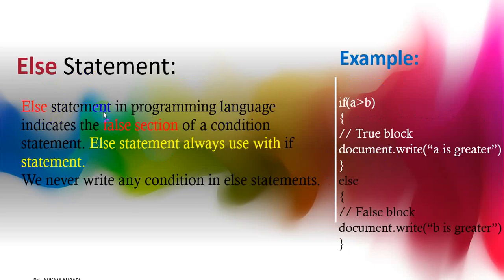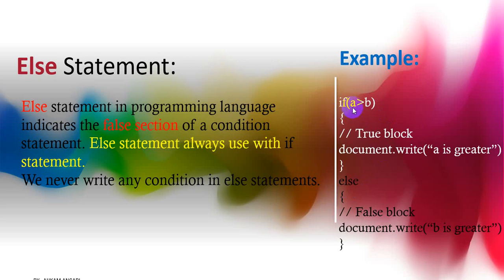What is the else statement? Just read down. The else statement in a programming language, and I am talking about all programming languages, because if and else are decision making statements supported by almost all programming languages, indicates the false section of a conditional statement. False section means, if you switch to this example, we have two things: one section I have given as the if section, and the second section as the else section.